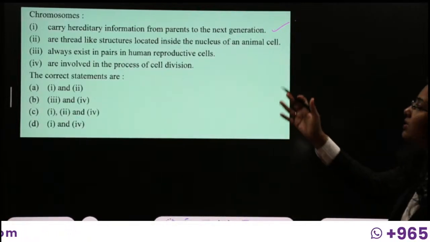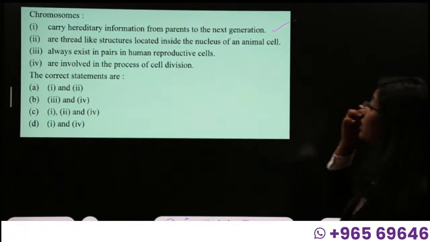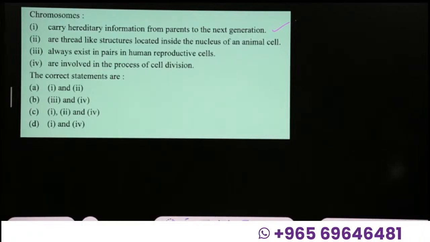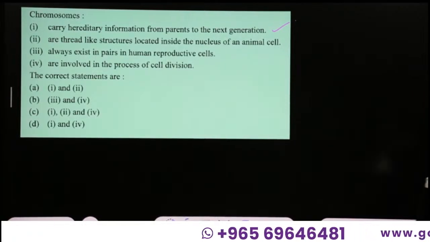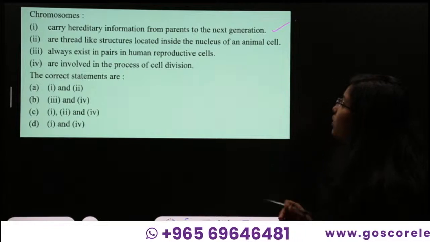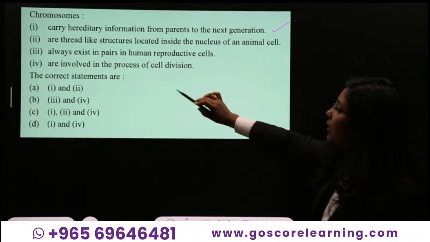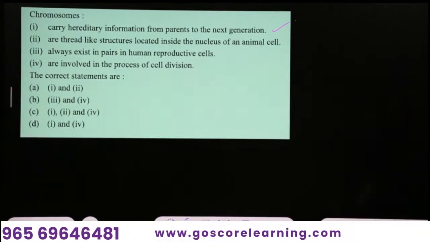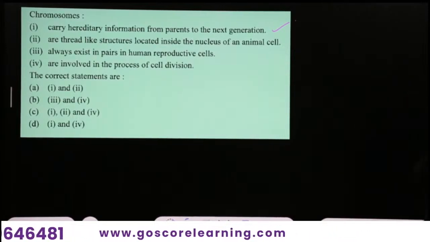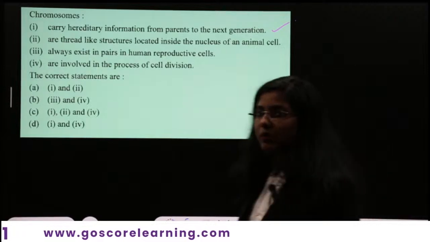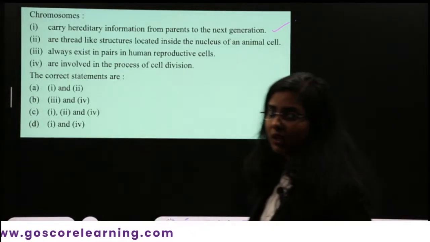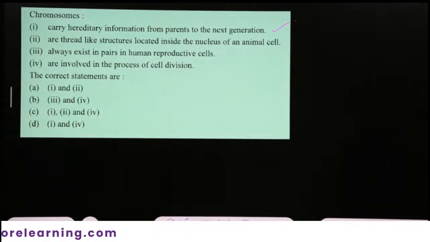Second statement, chromosomes are thread-like structures located inside the nucleus of an animal cell. Then coming to the third statement: always exist in pairs in human reproductive cells. Are they in pairs in reproductive cells? No, they won't be in pairs. So that statement is wrong.